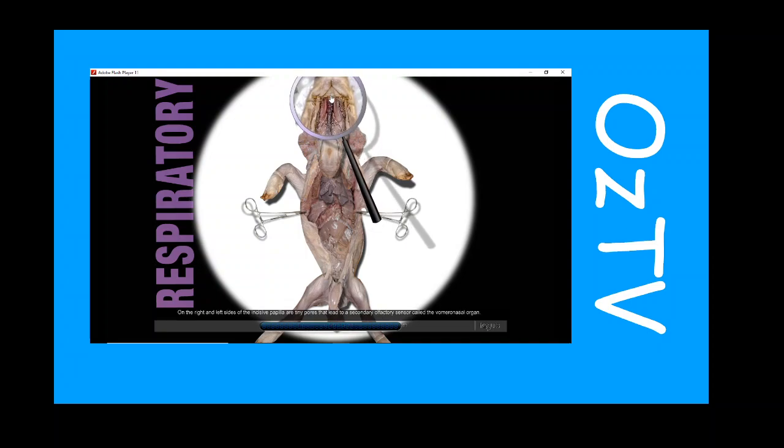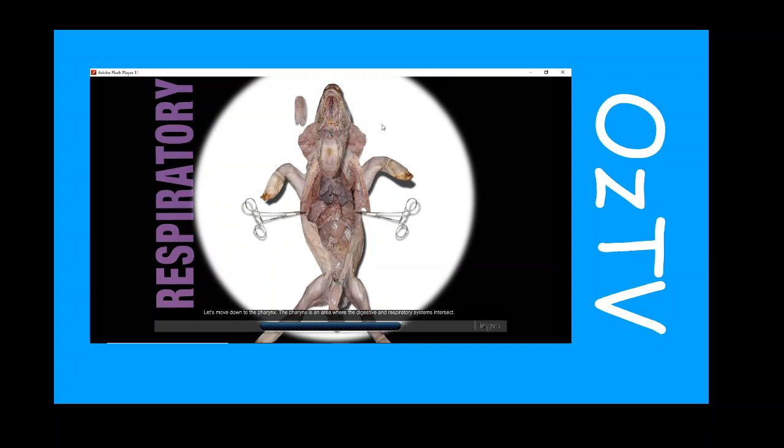On the right and left sides of the incisive papilla are tiny pores that lead to a secondary olfactory sensor called the vomeronasal organ. Locate a portion of the vomeronasal organ just inside the nasal cavity. The vomeronasal organ is found in many mammals, and is thought to be sensitive to scents used in triggering mating behavior, called pheromones. Let's move down to the pharynx.